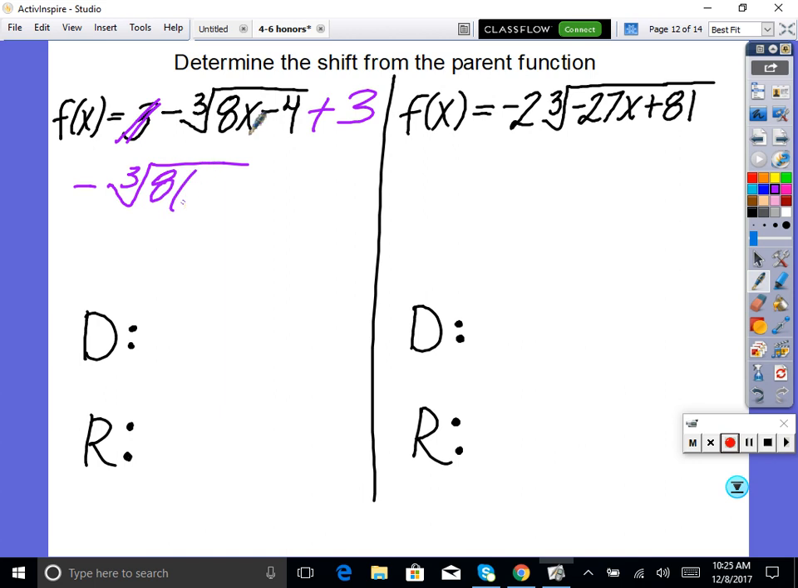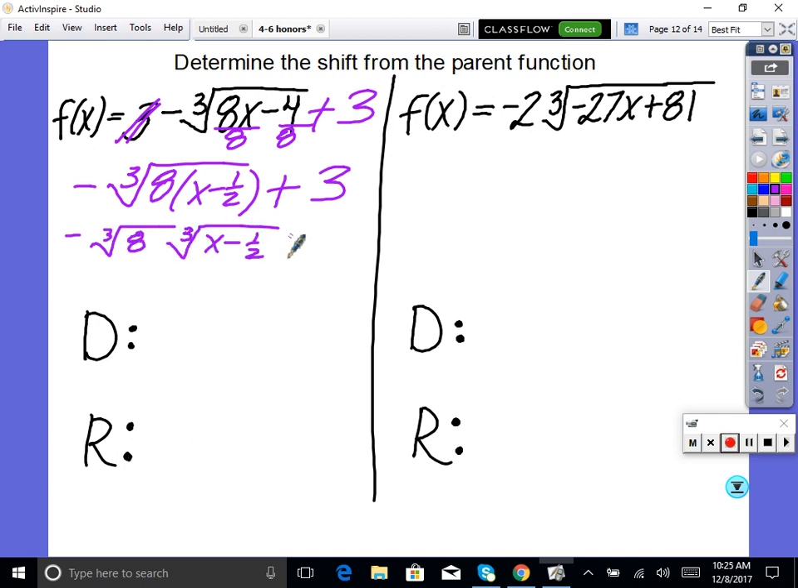Pull out an 8. Then divide by 8, divide by 8. We got to pull out 8, guys. It's got to be 1. So then left is x minus a half plus 3. So negative cube root of 8 times cube root of x minus 1/2 plus 3. So negative 2 cube roots of x minus a half plus 3. You say right 1/2, up 3, stretch of 2, reflection over x.